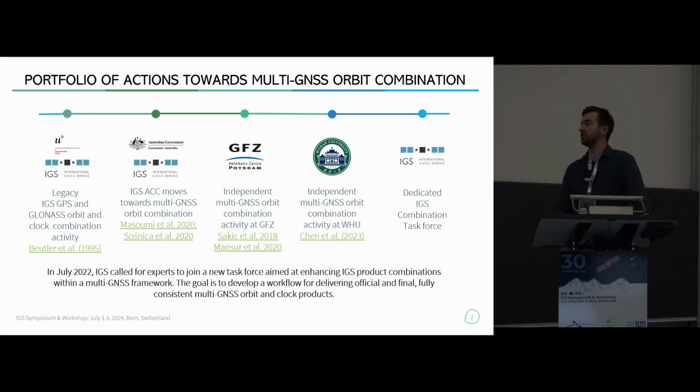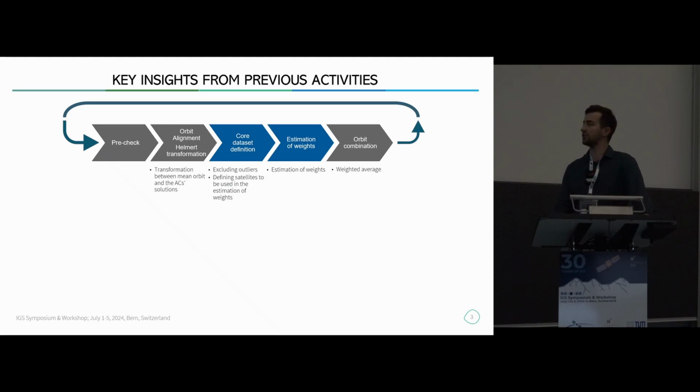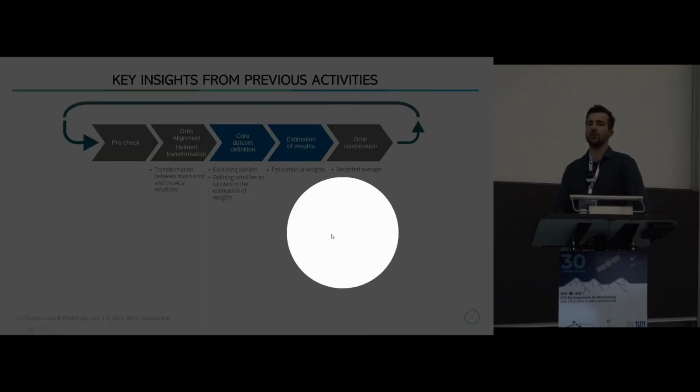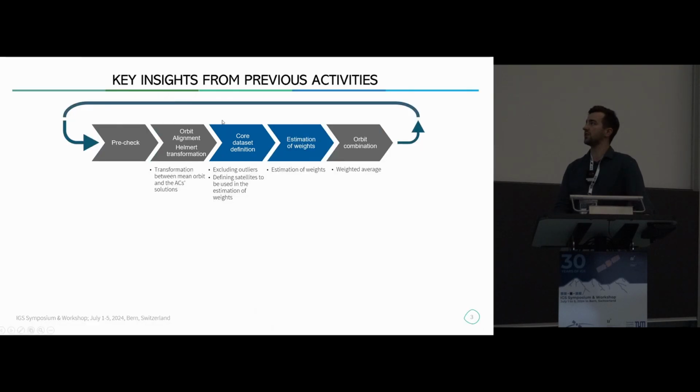aimed at enhancing IGS product combination within the multi-GNSS framework. The goal of this action was to develop a workflow for delivering official and final, fully consistent multi-GNSS orbit and clock products. This is the general workflow. I will start with the orbit combination. We start with a kind of pre-check, then we have the orbit alignments, then we have to define the core data set of satellites, which means excluding outliers and defining the satellites to be used in the estimation of the weights. Then we estimate the weights themselves and combine the orbits as a weighted average.